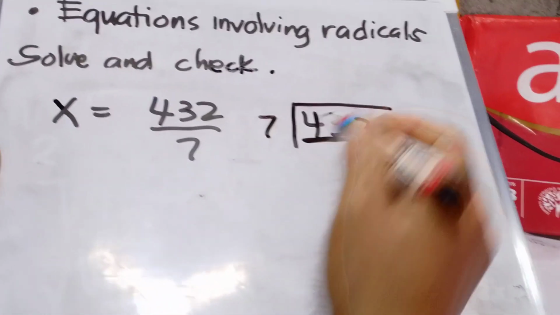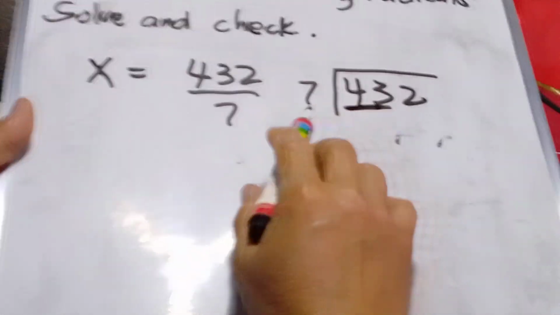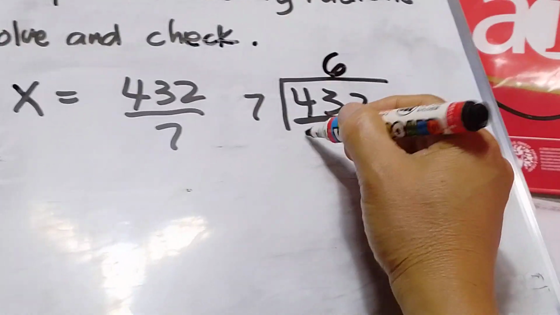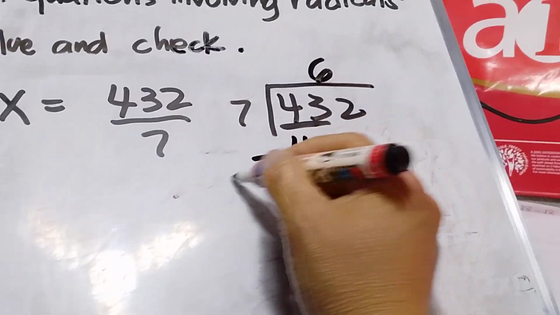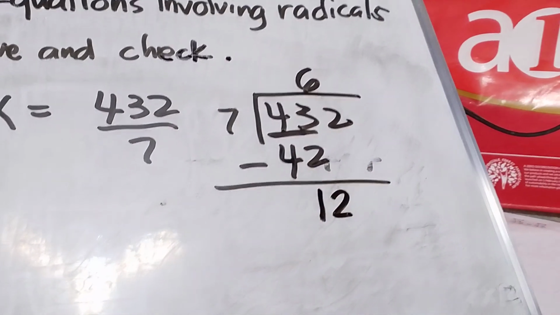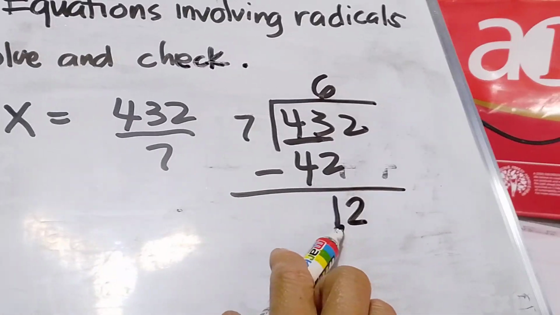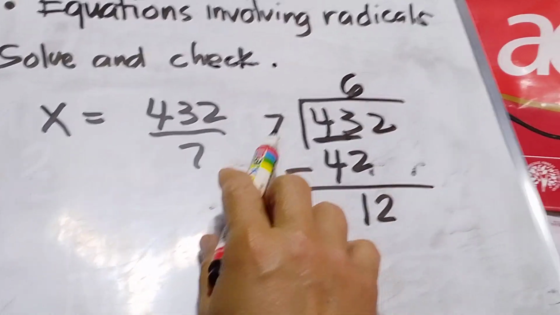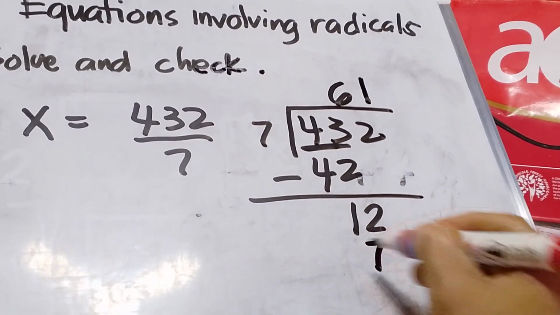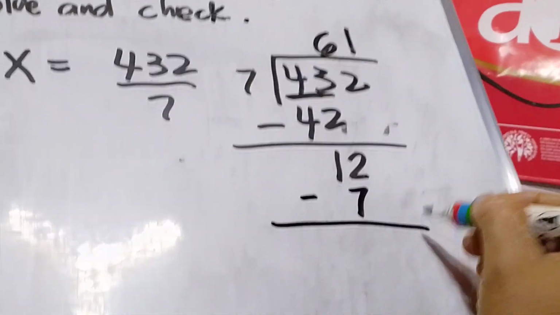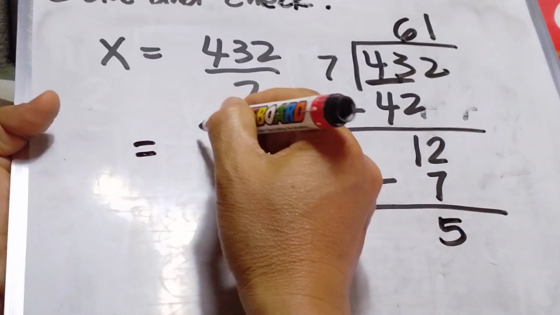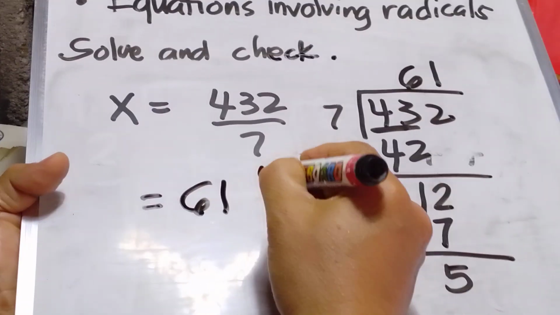So I will use 43. So how many 7s are there in 43? So estimate 6. 6 times 7 is 42. And then subtract. So 3 minus 2 is 1. Bring down 2. Then next is how many 7 are there in 12? Only 1. So 1 times 7, 7. And then subtract, 12 minus 7 is 5. So I have here 61, 5 over 7.